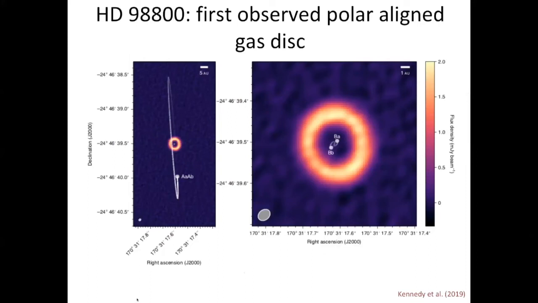Recently, the first polar aligned gas disk was observed with ALMA. HD 98800 is actually a quadruple star made up of 2 binaries orbiting each other. There's thought to be a polar gas disk around one of the binary components. The observations show that the disk could be misaligned by either 48 degrees or 87 degrees. Kennedy et al. used dynamical arguments to show that the disk alignment must be polar, since if the disk began at 48 degrees, the polar alignment timescale is very short. It's unlikely we would see it at that inclination.